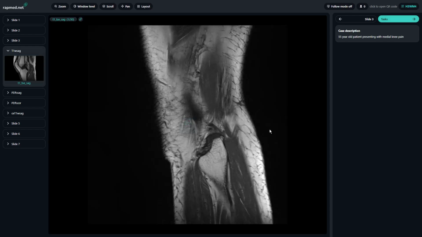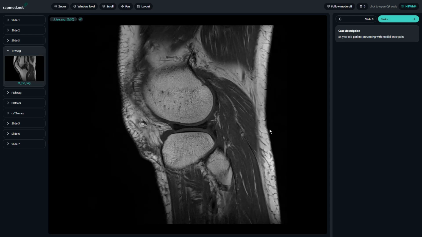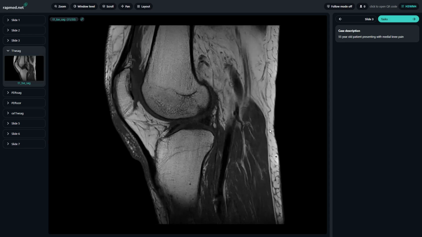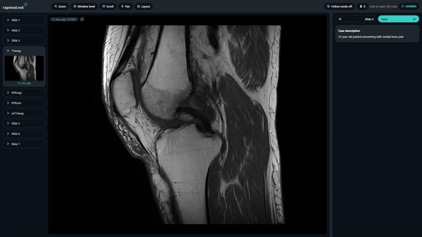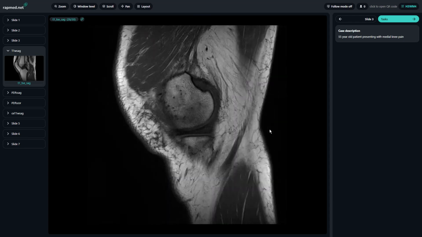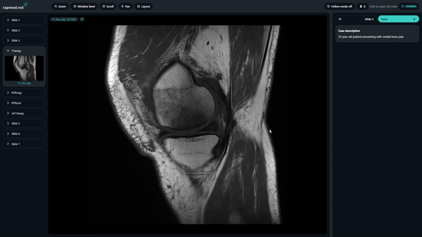And what you see here is a sagittal T1 weighted sequence. You see here the outer meniscus, so nice. You see here the bone marrow, the cruciate ligaments. You see the patellar tendon, quadriceps tendon, retropatellar cartilage. And then we come to the medial femoral condyle and the medial plateau.